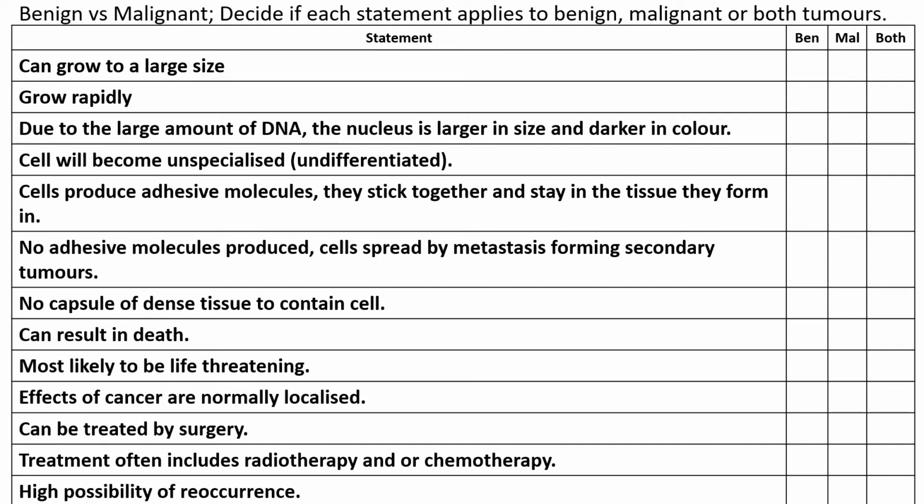You can, of course, go straight to the answers and then learn the answers from memory, but if you do learn it from memory, make sure you can associate the statement with benign, malignant, or both. Don't just learn the sequence of the ticks in the quiz. Pause the presentation now, go through your answers whenever you're ready. Pause now.